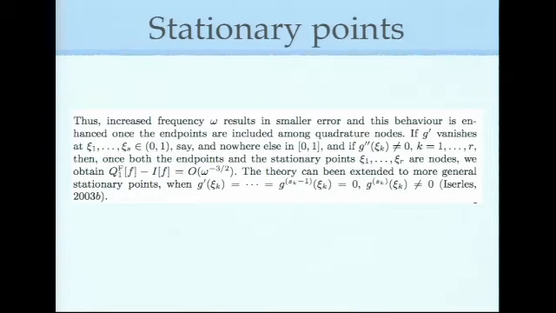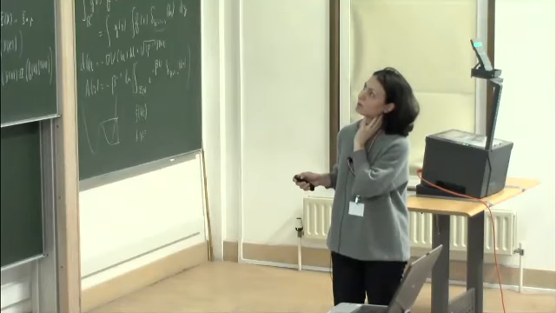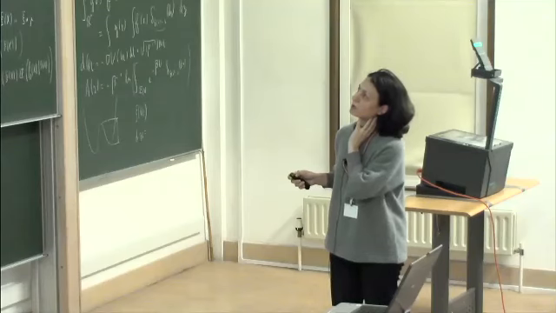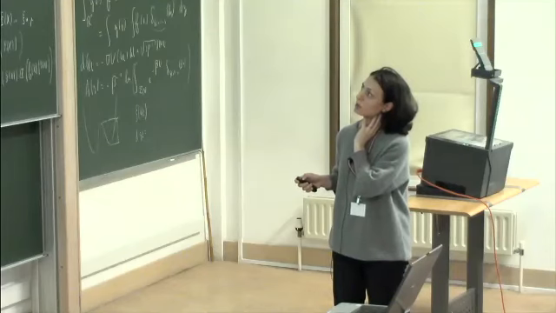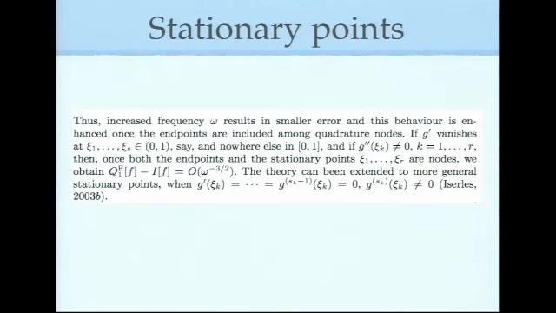A couple of slides which I'm not going to focus on very much, but just to say that the theory was developed even further, and stationary points can also be allowed, and we can see that the approximation will be of big O omega to the minus 3 over 2, where g prime vanishes at certain points and nowhere else in 0, 1, while g double prime at psi k won't be equal to 0, for k from 1 to r. So choosing those points among node points, we will obtain the following order of approximation.